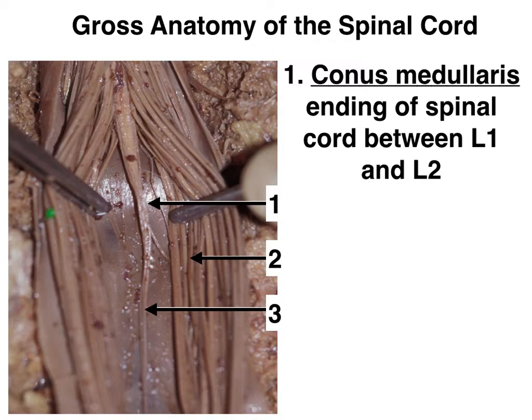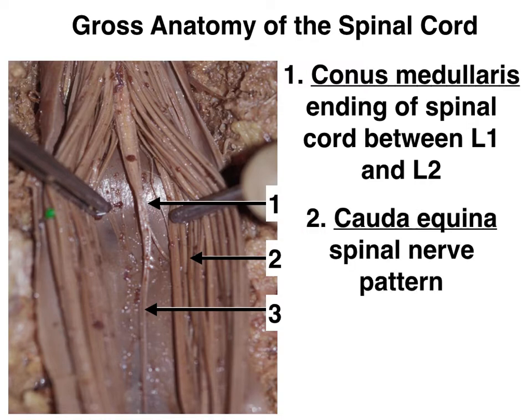Beside the conus medullaris, you can see there are a lot of fibrous-looking extensions. One person who decided a name for these extensions, when they saw these, decided to name them after a horse's tail. Cauda for tail and equina for horse. So they called this spinal nerve pattern the cauda equina, for horse's tail, because of all of the spinal nerves coming out of the end of the spinal cord, which caused it to look like a horse's tail.